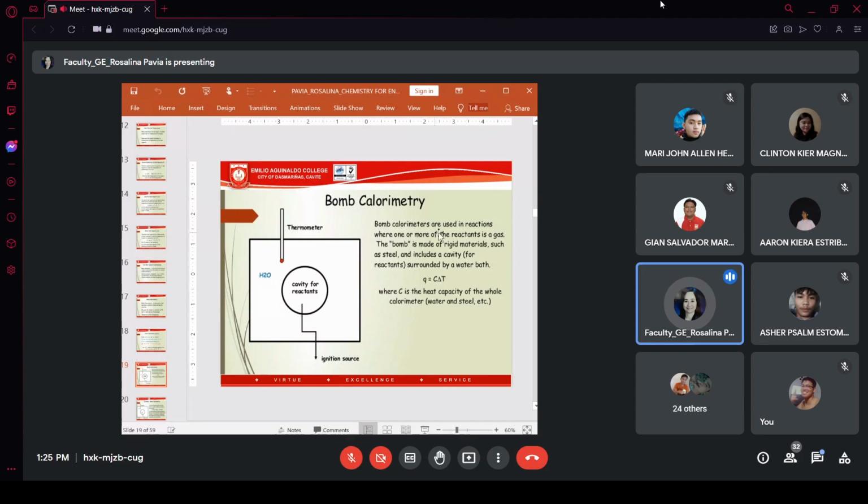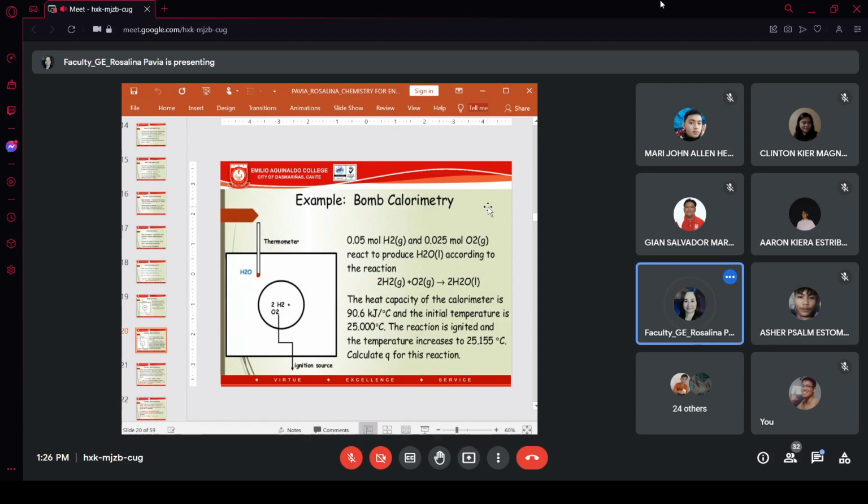So, they are used in reactions. Bomb calorimeters are used in reactions where one or more of the reactants is a gas. The bomb is made of rigid materials such as steel and includes a cavity for reactants surrounded by a water bath. So apply natin ito: Q is equal to C delta T, where C is the heat capacity of the whole calorimeter, water, and steel. So kukunin natin separately yung specific heat ng water, yung container mo, at saka kung ano man yung isa pang reactant mo dito. Okay?